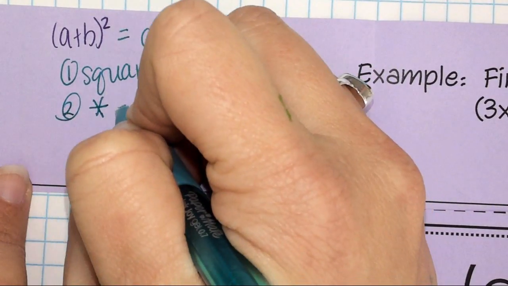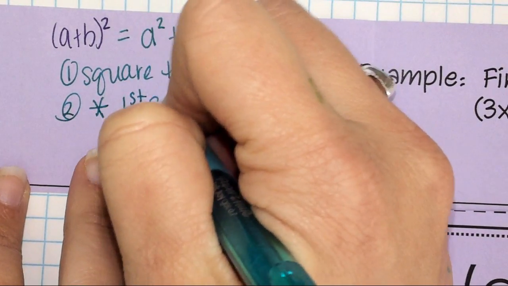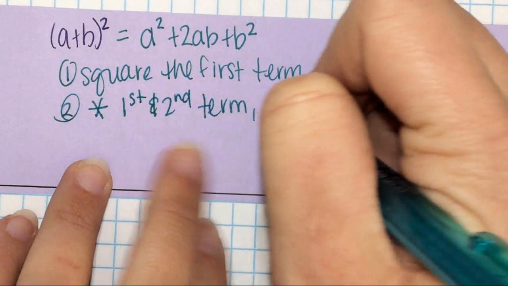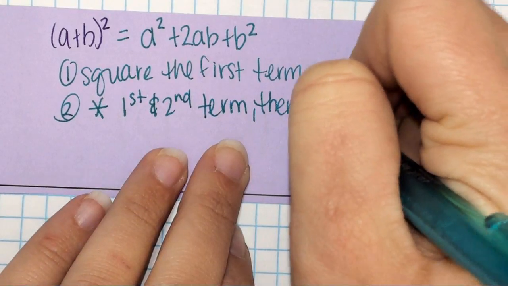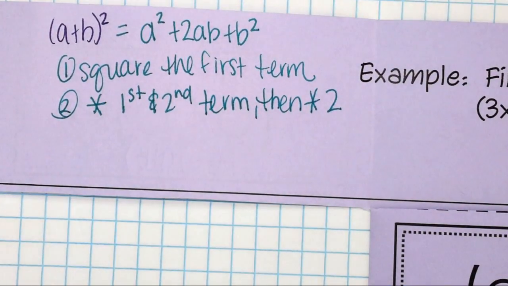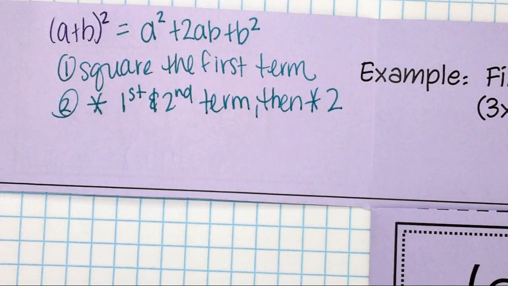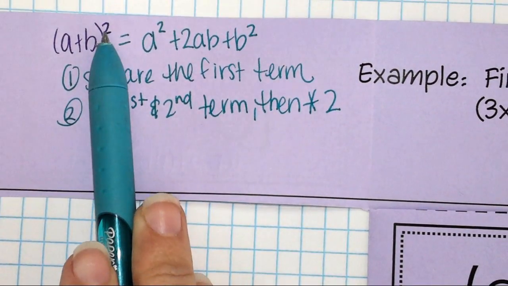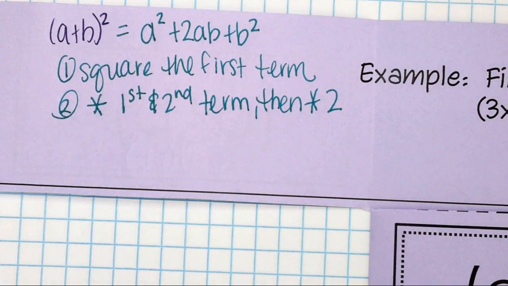Alright, step 2. You multiply the first and second term, then times that by 2. So our first and second terms were a and b. We multiplied those together, multiplied it by 2, we got 2ab.